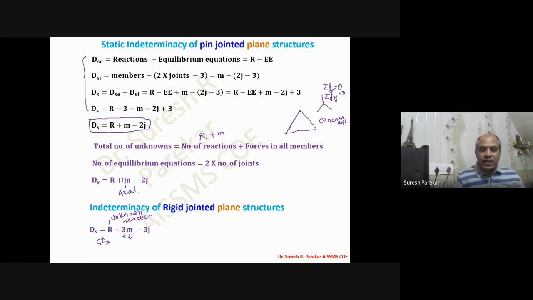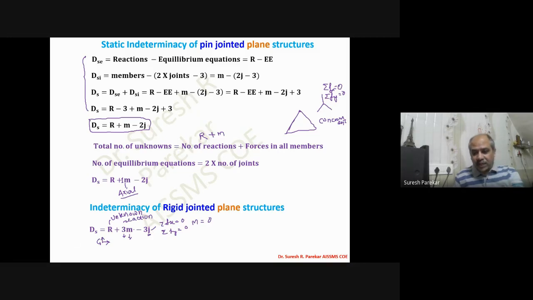In pin jointed structures, if my force is acting at the joint, it is going to be axial. We are saying pin jointed, so we are considering all forces acting at joints only, and therefore we have taken M only, not any other coefficient. That means we have 1 over there. So ds equals R plus 3M minus 3J, because we have 3 equilibrium equations at each joint: summation Fx equals 0, summation Fy equals 0, and moment equals 0. Therefore, by using this equation, ds equal to R plus 3M minus 3J, we can find the ds value directly.